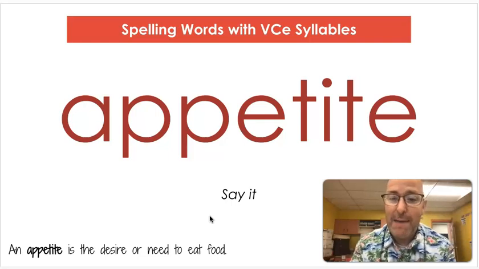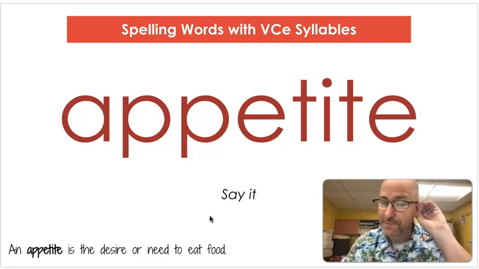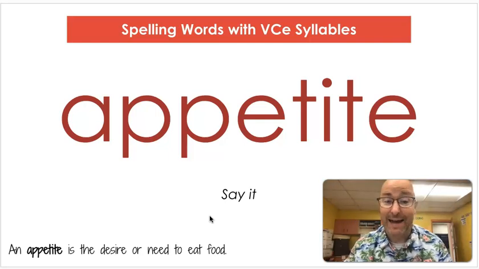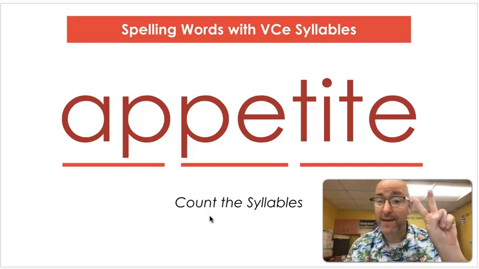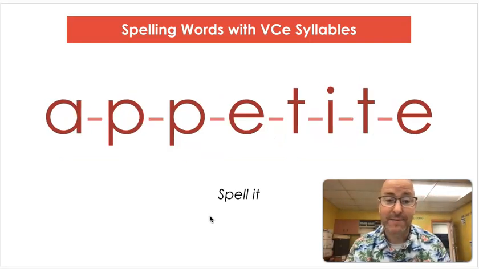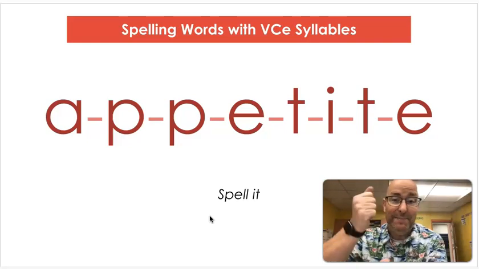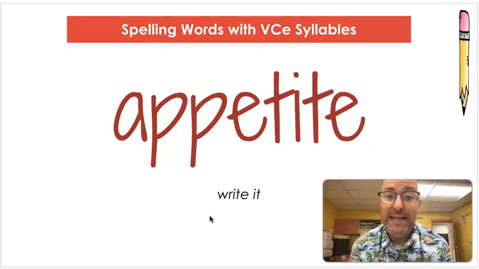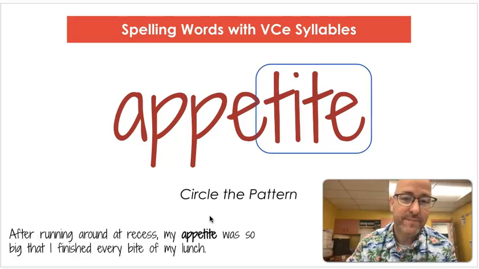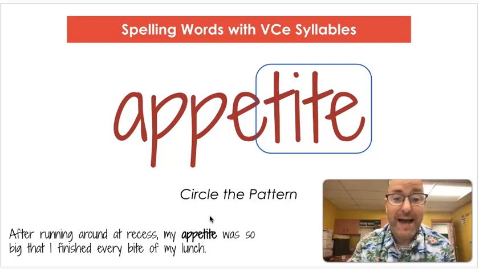The next word is appetite. Say appetite. An appetite is the desire or need to eat food. Let's count the syllables. Appetite. Let's spell it. A-P-P-E-T-I-T-E, appetite. And let's write it. A-P-P-E-T-I-T-E. Let's circle that last pattern. After running around at recess, my appetite was so big that I finished every bite of my lunch.